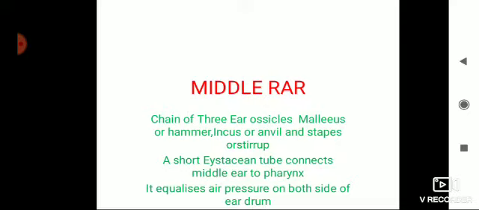Eustachian tube runs from the middle ear to the pharynx. So what is the role of the eustachian tube? It equalizes the air pressure on both sides of the eardrum.